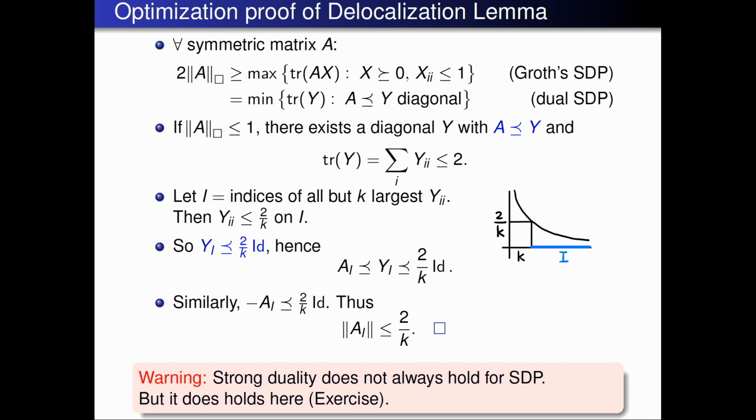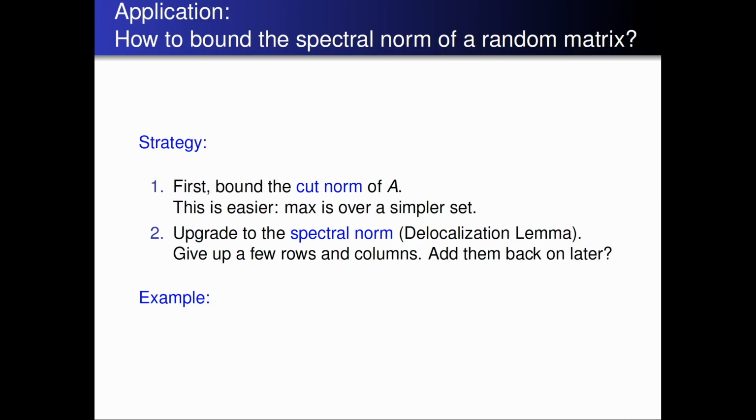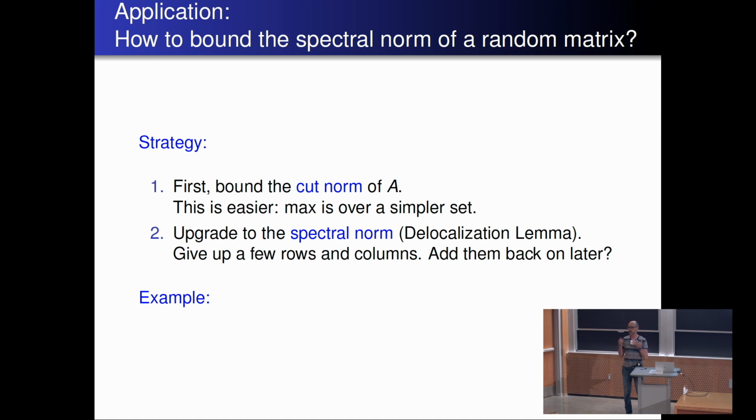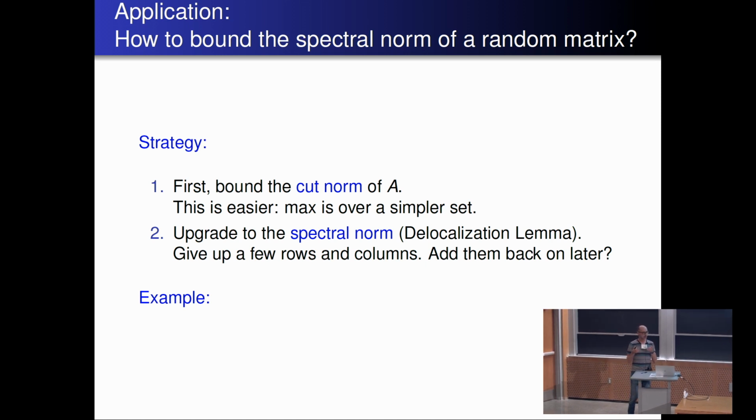Good. So that's a proof of this lemma. And there are many applications of it. One application that's kind of well established is a general strategy for how to bound the spectral norm of a random matrix. It's a big question, and if you are willing to give up a constant, such as this constant 2, the Grothendieck constant, then we can do the following.